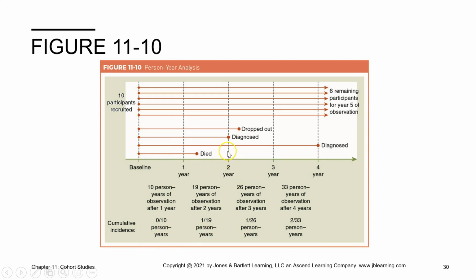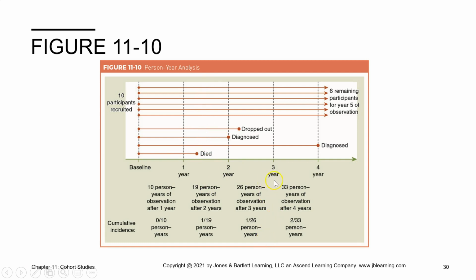Now, at year 2, we see that one person is gone, and one person was diagnosed with the disease. We have removed this person because they're not in the data collection period anymore. So you have 1 over 19 person years. The reason it's not 10 is because you have 10 years for all these 10 people for the first year, and then you have 9 additional years observed, because you only have 1 year from this person, but you have 2 years from all these people.